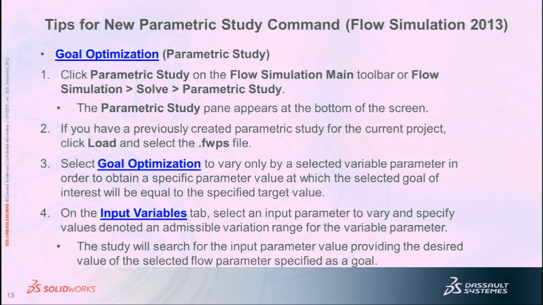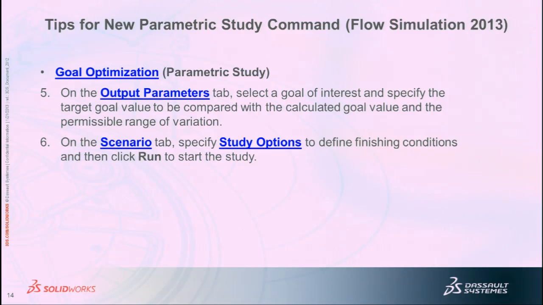All right, so let's talk a little bit about the goal optimization. It's kind of similar to the way it works, except we got a little bit more setup to do here. Again, this is in the flow simulation solve parametric study command. It's that little button underneath the what if, and I got an example, I'll show that to you. And you select an input parameter to vary and specify values denoted by a certain variation range for your output. So on the outlet parameters, you select a goal of interest and specify these target goal values.